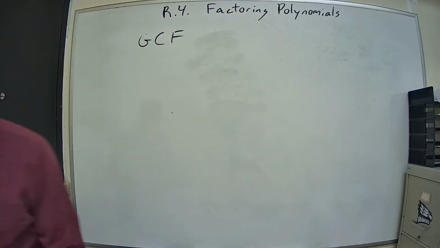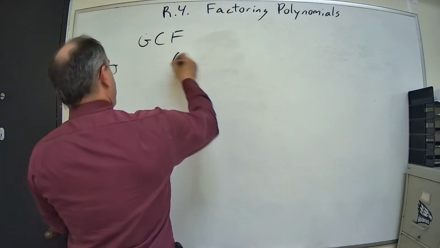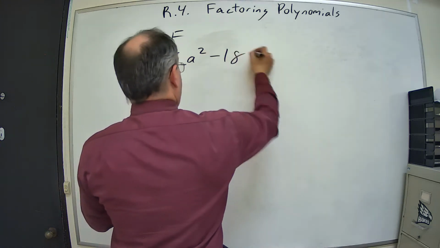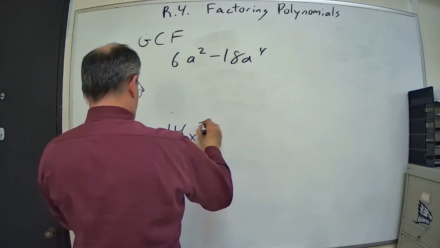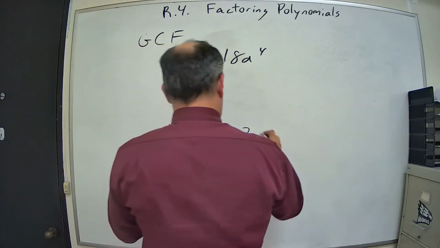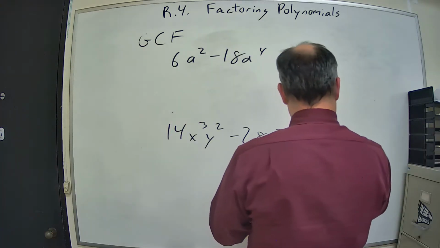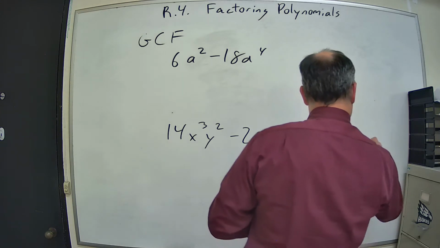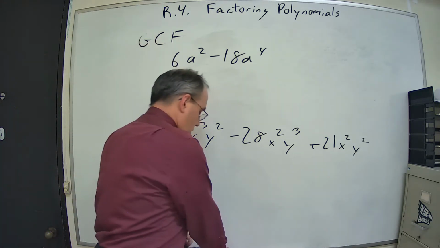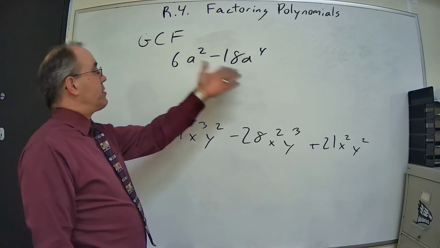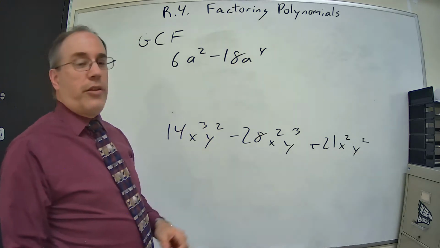So I'm going to put a couple up here so that we can look at them. So let's say we have 6a squared minus 18a to the fourth. And I'm going to put another one here: 14x cubed y squared minus 28x squared y cubed plus 21x squared y squared, just to give us some examples to play with. So the first thing we always look for is the greatest common factor. So I see 6a squared minus 18a to the fourth.